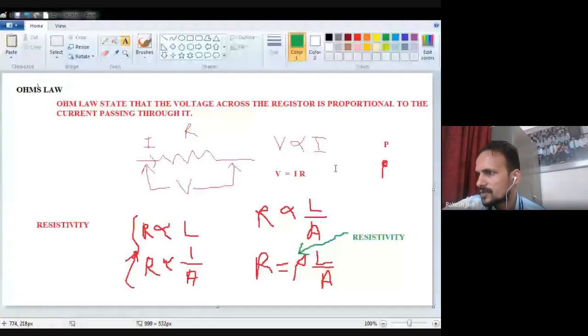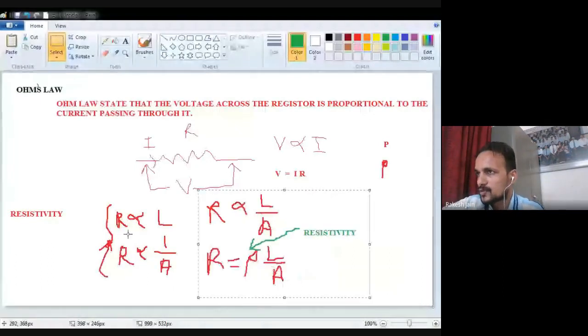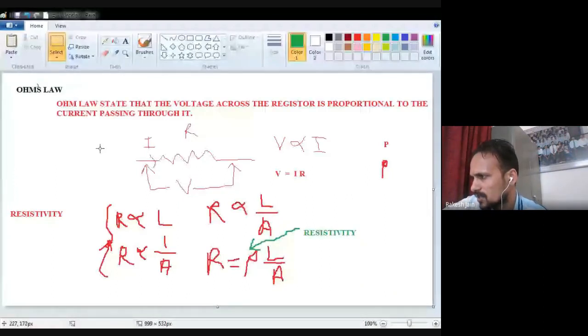I just shift it a little bit so I can teach you clearly. Now see, R is equal to rho L by A. So what is rho? Let's find out the unit. Rho is equal to, this A will be multiplied by this R, this A will go here and multiply by this R.